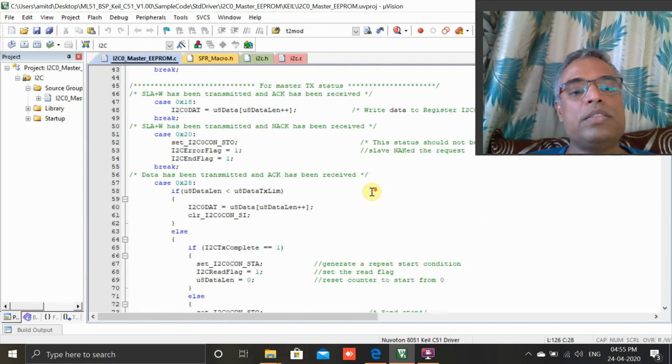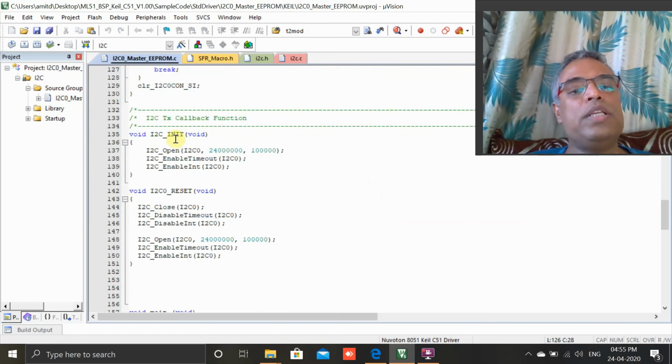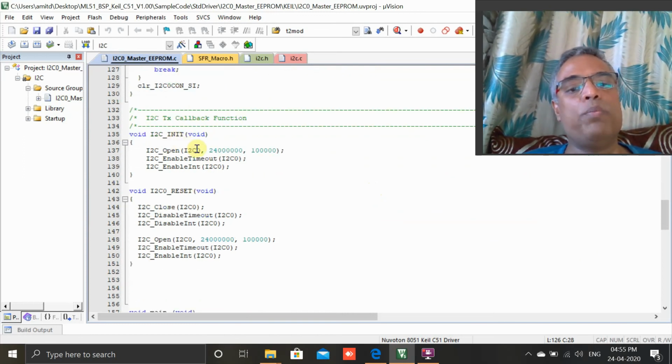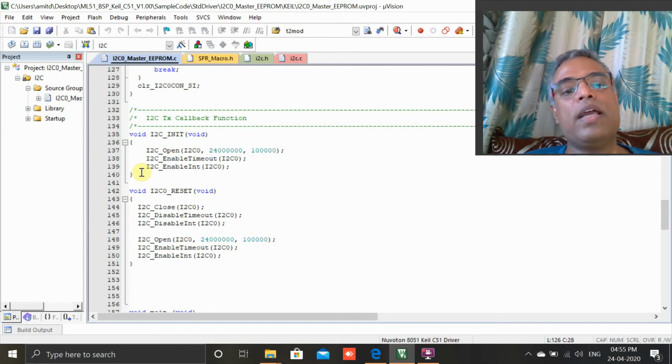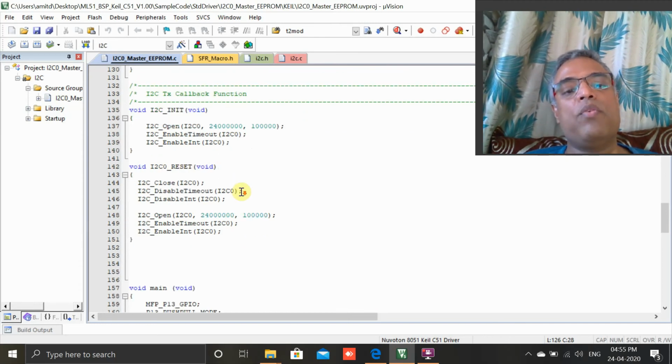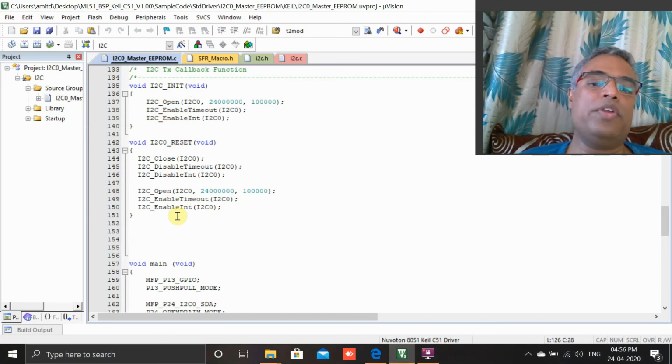Let us leave the interrupt handler for now. So we write the I2C initialize. Here we can see I2C open. We put the fsys, the clock, and the speed that we want the I2C module to run at, and this routine will do all the rest. We enable the I2C timeout, we enable the 14-bit timer on this, and we enable the interrupt. Whenever we reset the I2C bus, it is exactly the reverse of this: open becomes close, enable becomes disable. We disable all of that and then re-enable everything.